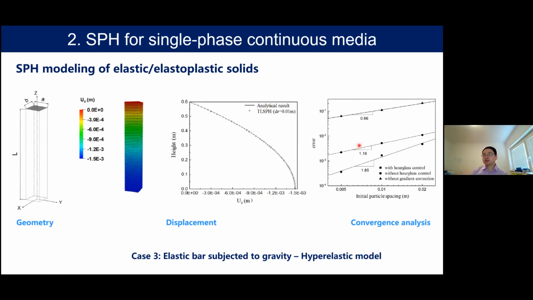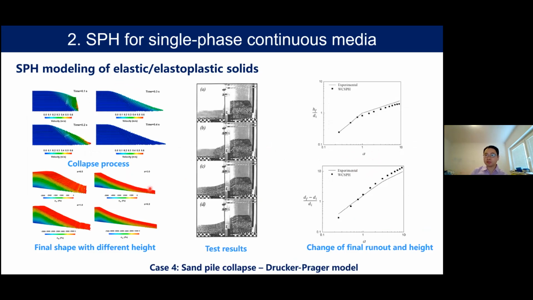Okay, so you can see that with improvements, you can reach second order accuracy, like in the finite element method. So that's the case for elastoplastic solids. And you can also use different materials to model the large deformation of geomaterials, like the collapse of sand.